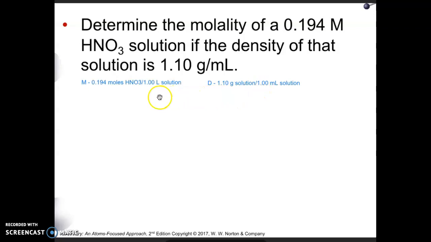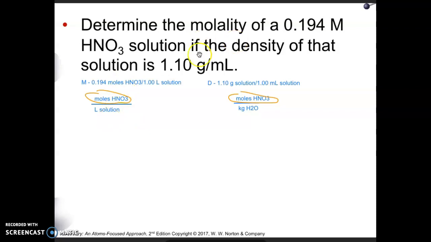So let's take a look at how we would approach this problem. Now, again, knowing our units plays a significant role. I have moles of nitric acid per liter of solution right now. I want to convert this to moles of nitric acid per kilogram of water. That's my goal here. And so I can see that already I've got something in common. I've got my numerator already in common in both of these.